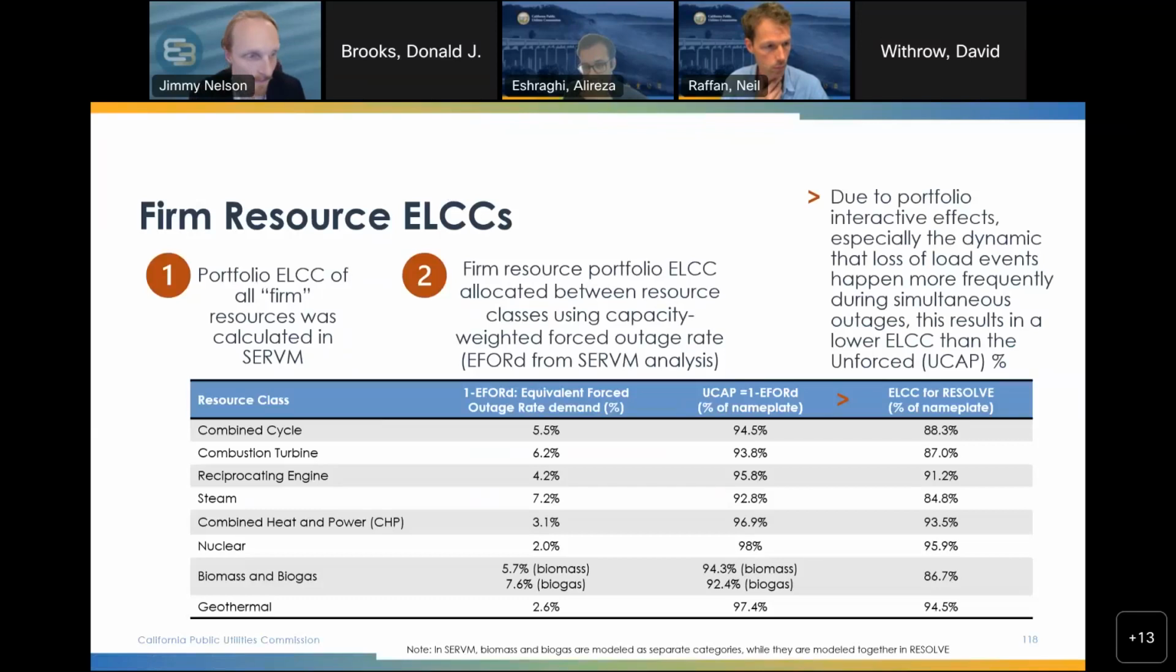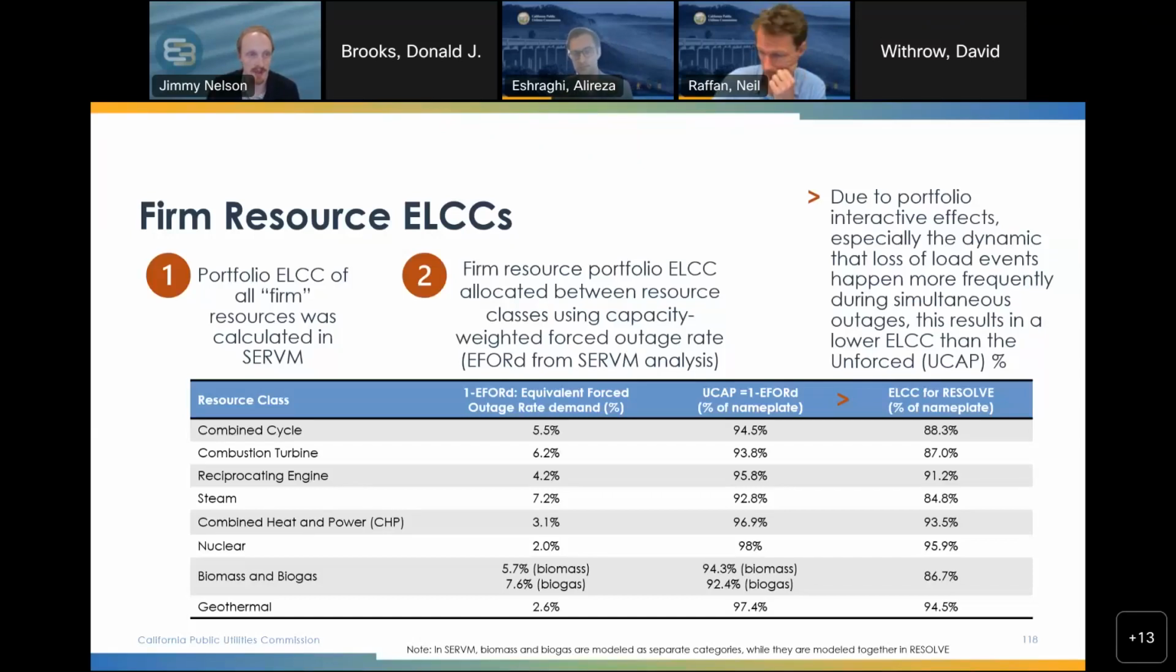And then the final resource class is the firm resources. As I mentioned before, we're moving firm resources from being counted at nameplate capacity to being counted at perfect capacity equivalent. The resources I'm talking about are in the bottom left: all the gas plants and nuclear, biomass, biogas, and geothermal. Astrape performed a simulation where they removed all of the firm resources from the resource portfolio, replaced it with perfect capacity, and came up with the total firm portfolio ELCC value. And then that value was allocated across the resource classes using capacity weighted allocation based on the equivalent forced outage rate, or the EFORd. And the result is the rightmost column, the ELCC for RESOLVE.